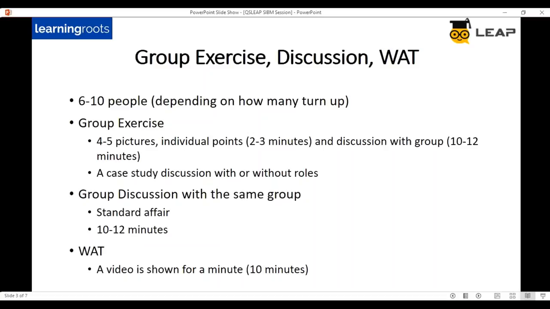For VAT, you will be shown a video for a minute or two, and then you will be given 10 minutes to write on it. There will be a word limit which will be specified. So that is how the process is going to work. Okay.